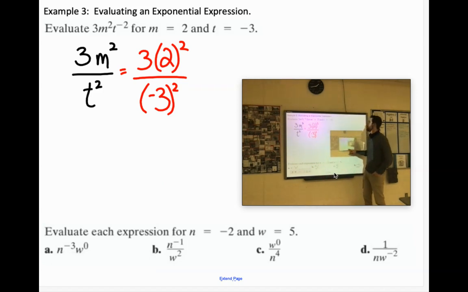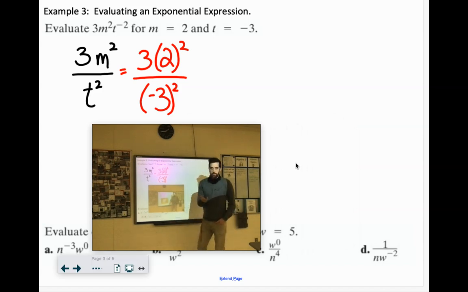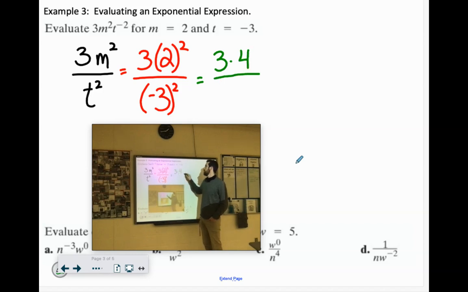So think of your order of operations here. 3 times 2 to the second power. You start with exponents before you do multiplication. So 2 to the second power is equal to 4, right? 2 times 2. The denominator is negative 3 squared. Negative 3 times negative 3 is positive 9.